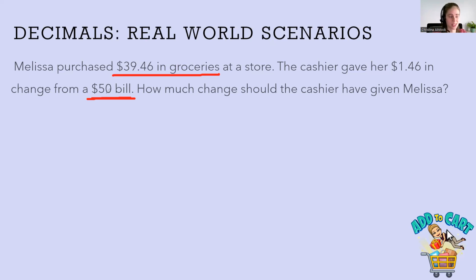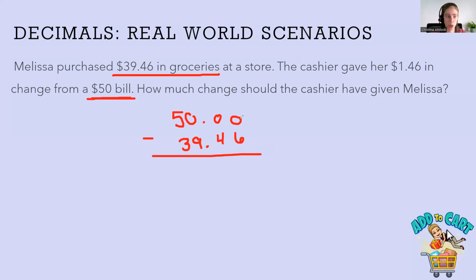So when we set this up, because we have decimals and we need to line up our decimals, I'm going to rewrite the $50 bill as $50.00 and subtract from that $39.46. When we do our subtraction, we're going to need to do some regrouping.